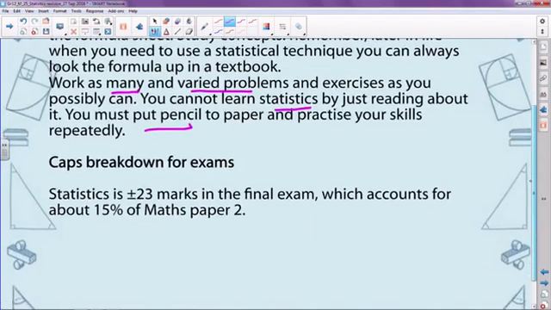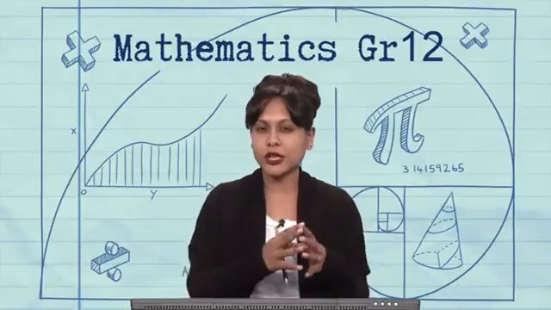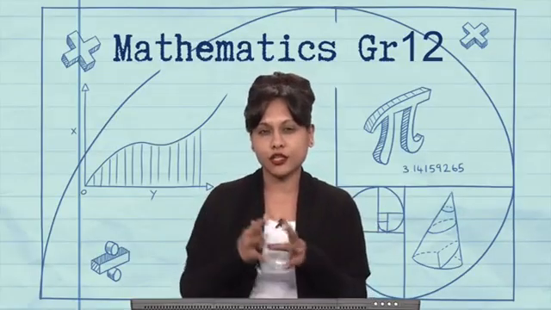In terms of the CAPS breakdown for statistics in the exams, it accounts for plus minus 23 marks in the final exam, and this accounts for about 15% of maths paper 2. Now, in grade 12, the two new sections that you learn in statistics are regression and the correlation coefficient.